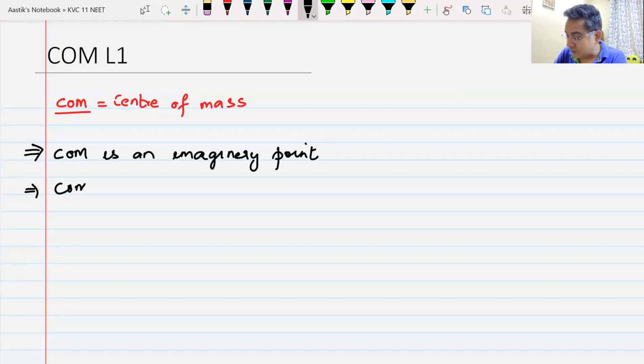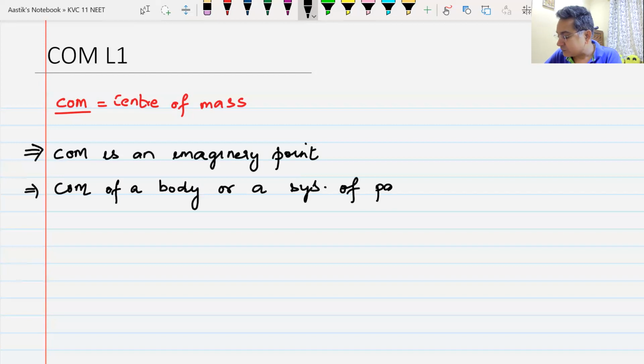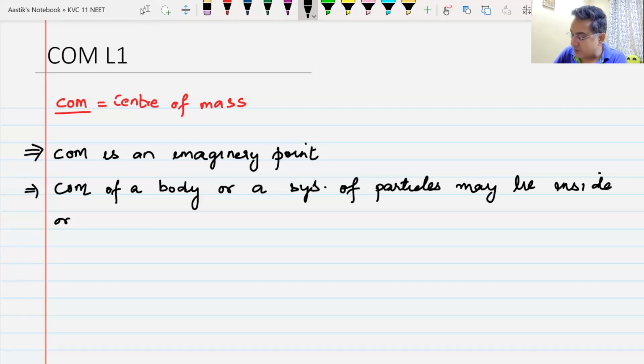Now, the center of mass of a body, or you can find the center of mass for a system of particles, may lie inside or it may also lie outside the body. Remember, it's an imaginary point. It does not exist really. So it may lie anywhere. It may lie inside the body. It may lie outside the body. Do we understand this, everyone?